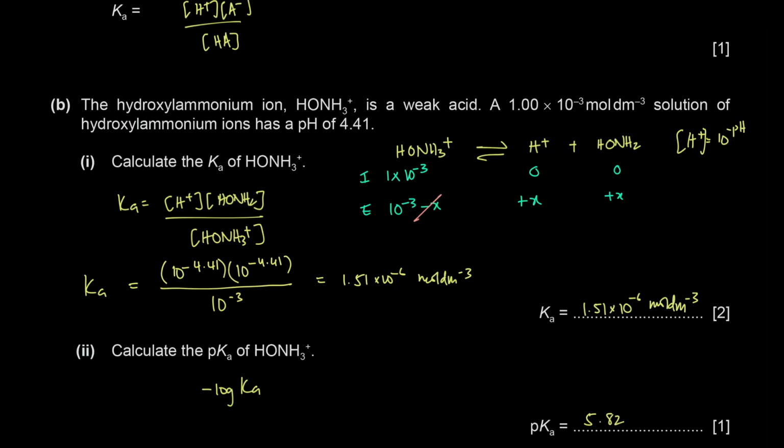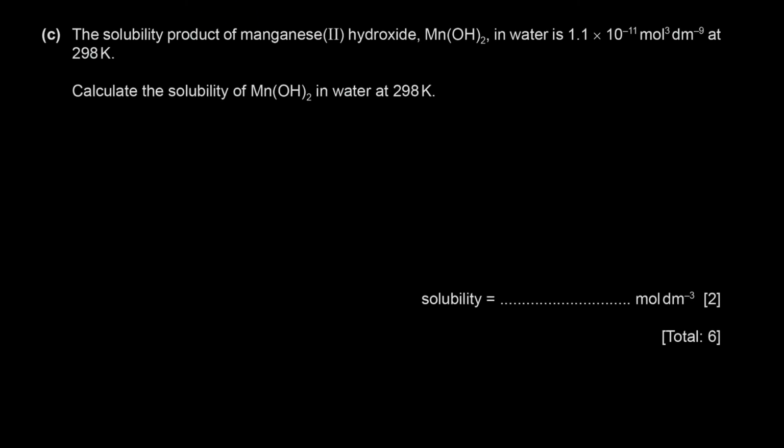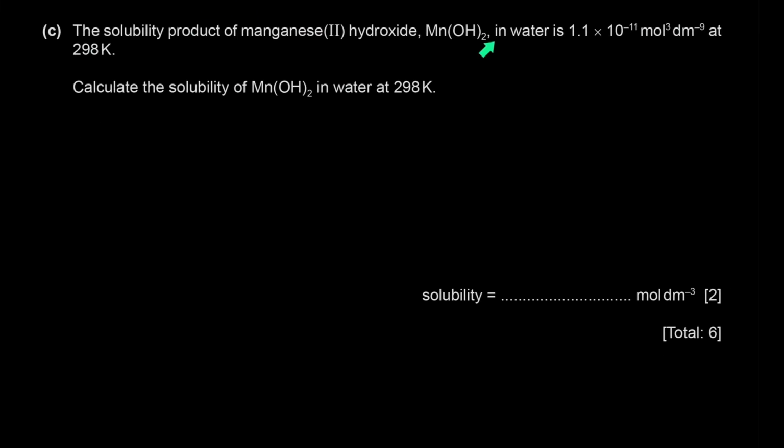All right. The solubility product of manganese 2 hydroxide in water is 1.1 times 10 to the power of negative 11 mol cubed dm to the power of negative 9 at 298 Kelvin. Calculate the solubility in water at 298 Kelvin. Solubility is basically, they want to know it in moles per decimeter cube. The solubility is how much dissolves, in moles per decimeter cube. How many moles dissolve per decimeter cube of water at 298 Kelvin.